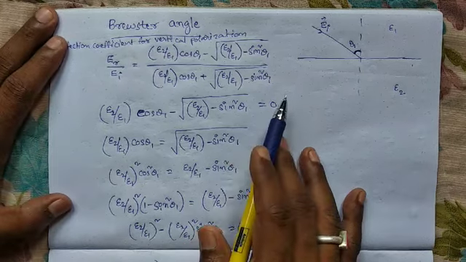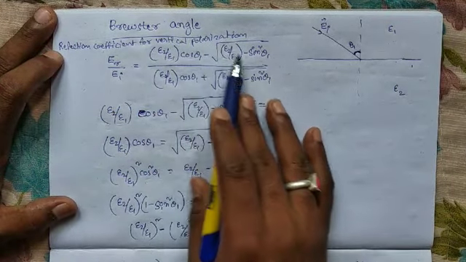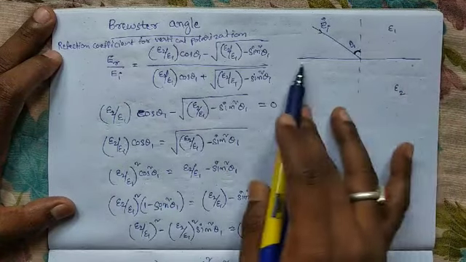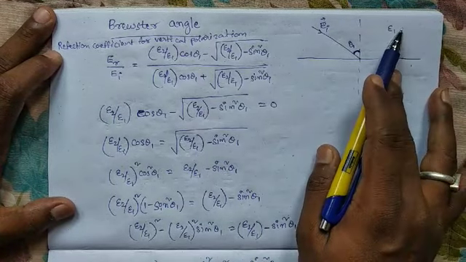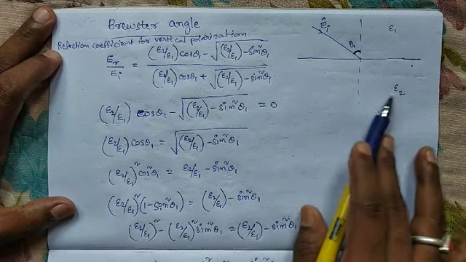In this lecture we are discussing the Brewster angle. Here this is the interface boundary between the two mediums, with permittivities epsilon 1 and epsilon 2.